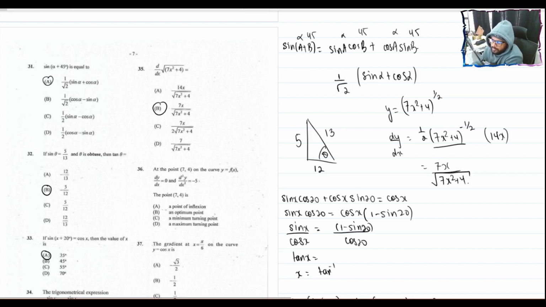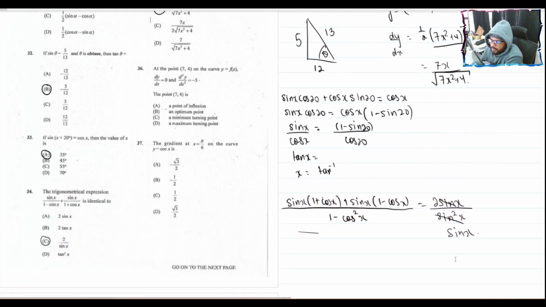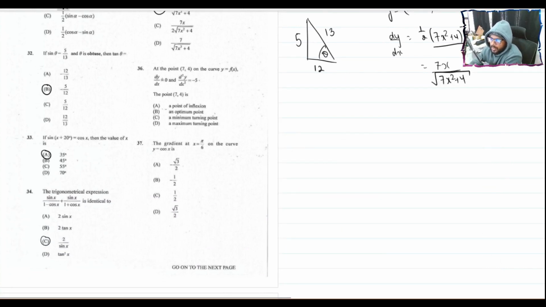Number 36. At the point 7, 4 on the curve, y is equal to f of x, dy dx is 0, and d2y over dx squared is equal to minus 5. The point 7, 4 is, okay, cool. So dy dx is equal to 0, that means it is a stationary point. And the second derivative is minus 5, which is negative, so that means we are sad, which means it's a maximum point. So part B.